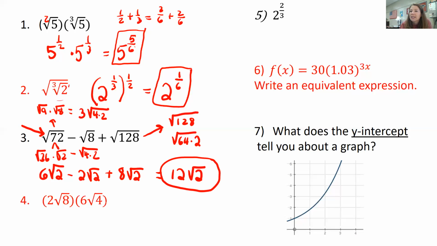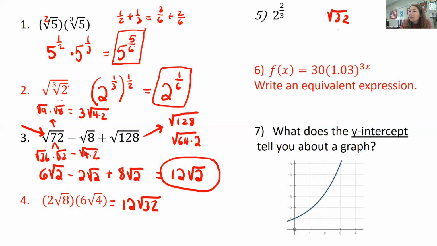So 2 times 6 is 12. And square root 8 times square root of 4 is square root 32. So now we need to break down 32. I'm going to come up here.